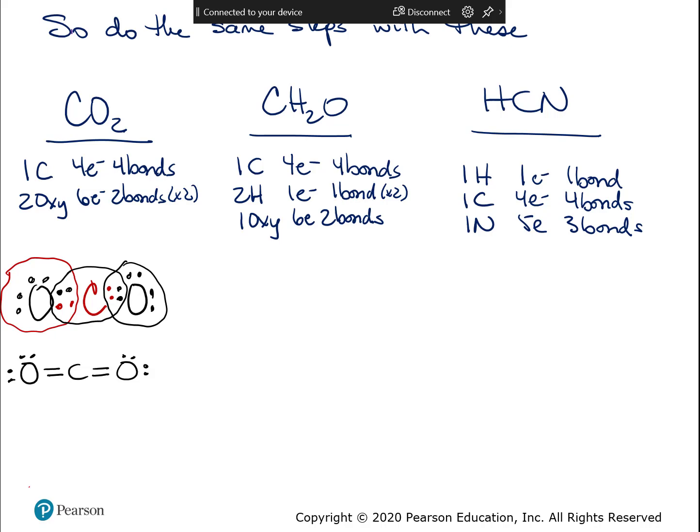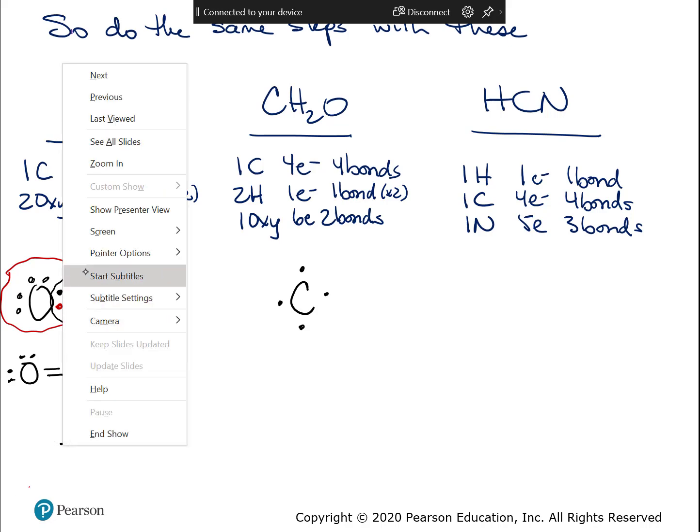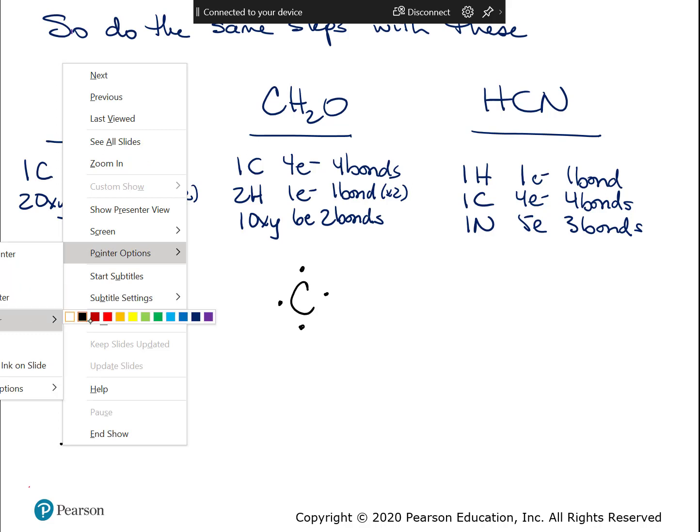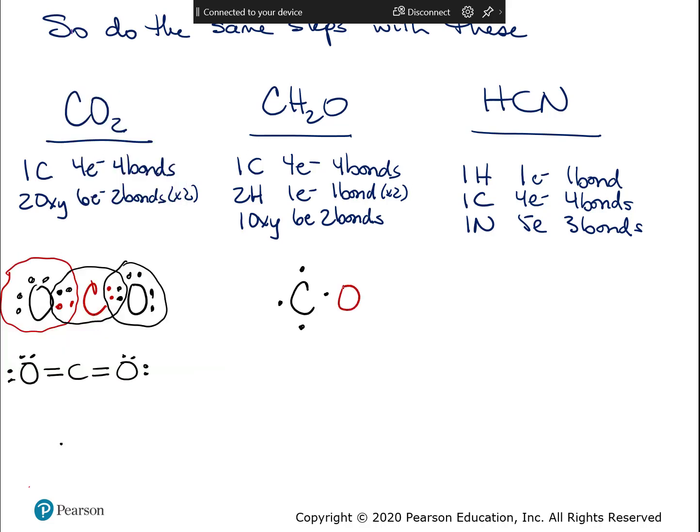CH2O, 1 carbon, 2 hydrogens, 1 oxygen. Which one do I start with? If carbon's in the molecule, you always start with that first because carbon needs the most bonds of all the nonmetals. So carbon always gets listed first. Which do you add in next? Okay, so I'm going to add oxygen in next.